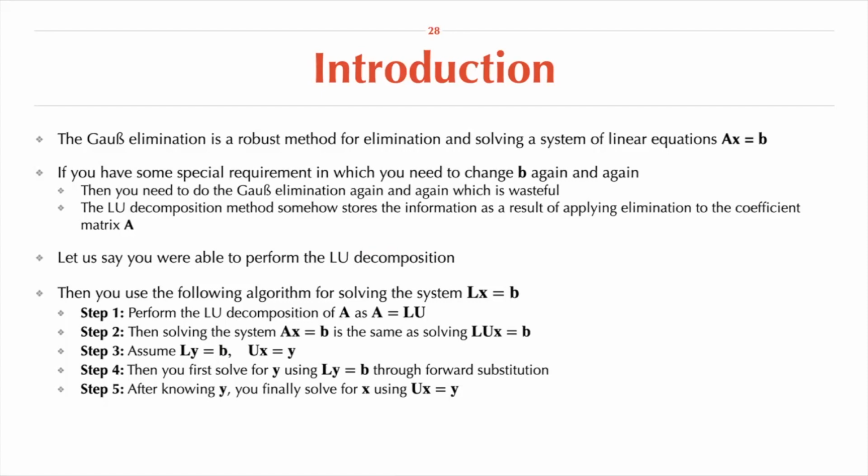The Gauss elimination method is a robust method for solving a system of linear equations like this. In some cases you have to change this B coefficient, the matrix on the RHS, again and again, and you would need to perform the same Gauss elimination again and again, which is very wasteful. So in those cases, you try to store the operations that you performed on A in some way that I will talk about, so that you don't have to perform all those elementary row transformations on the coefficient matrix. This is the basic idea behind LU decomposition.